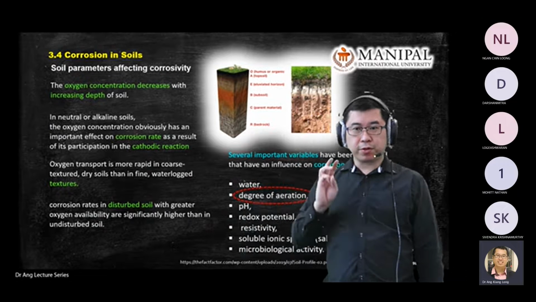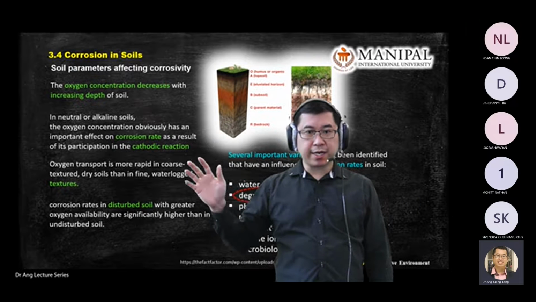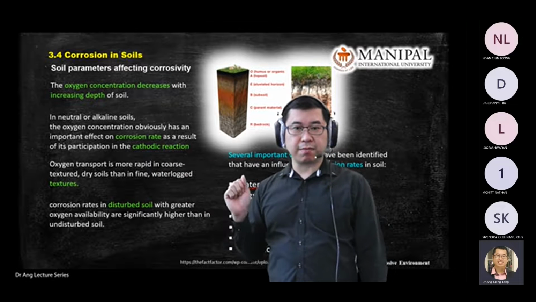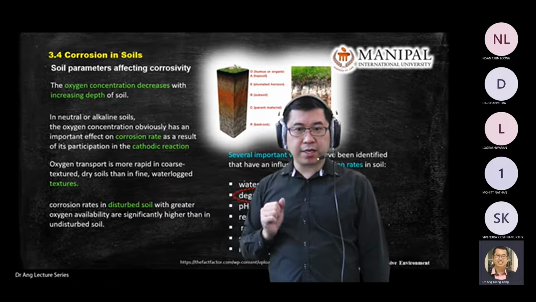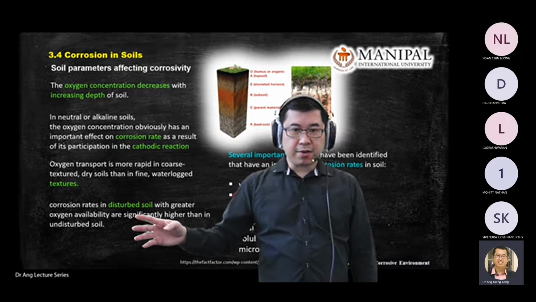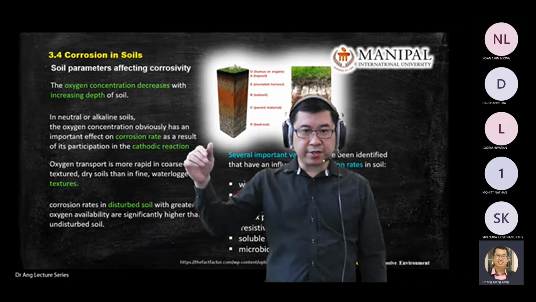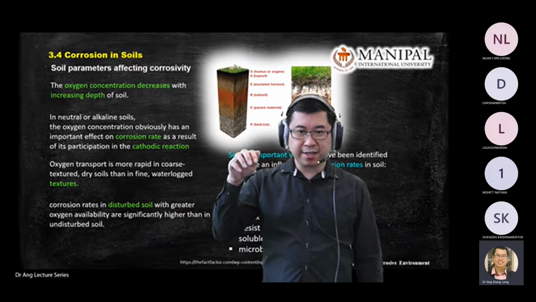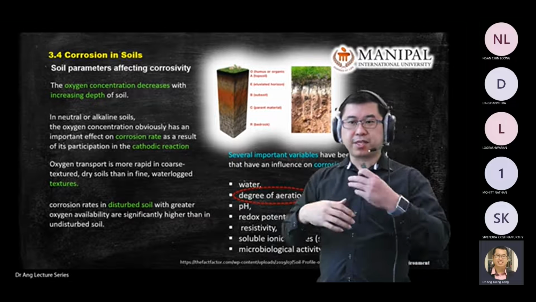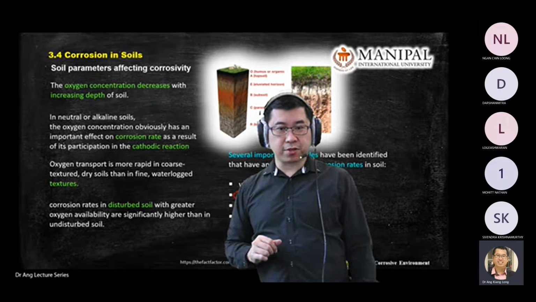So there are a few points when talking about oxygen. First, the cathodic reaction. Second, the texture of the soil, how the oxygen moves within the soil from top to bottom, and how disturbed soil and undisturbed soil affect the aeration. When you dig and loosen the ground, you mix the soil with oxygen. When you don't do anything to the soil, you don't disturb the concentration, right?